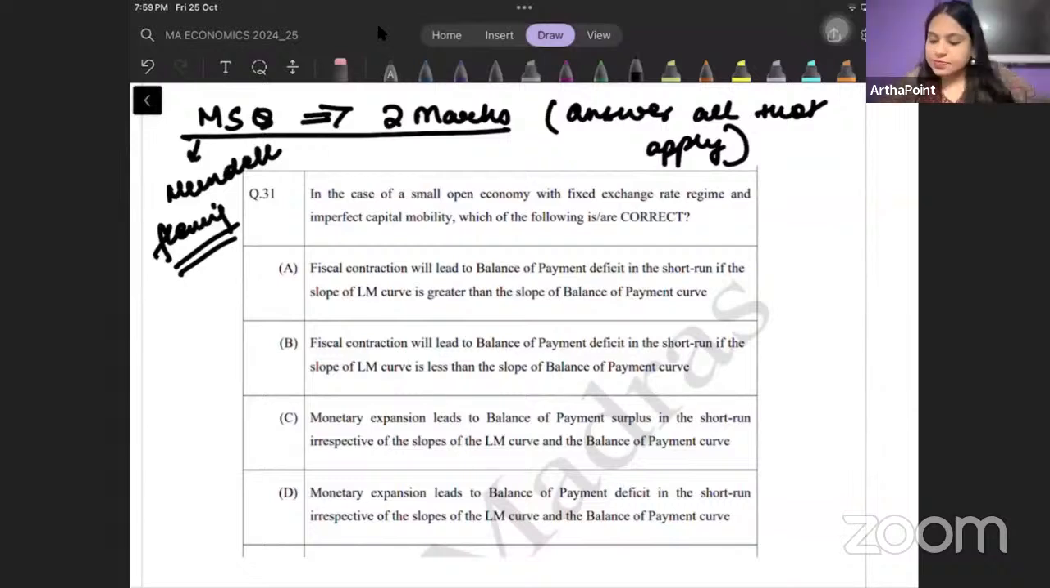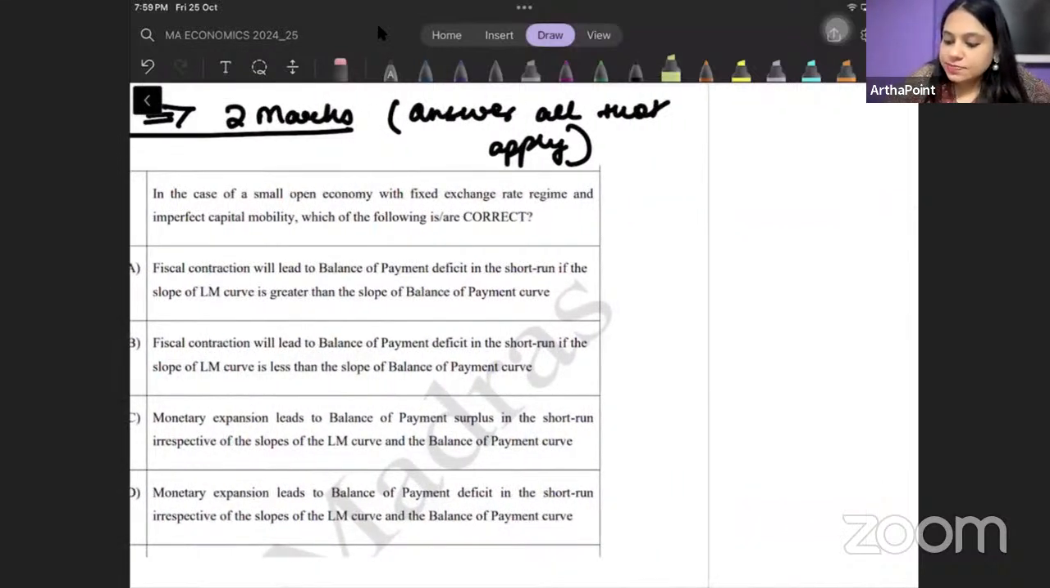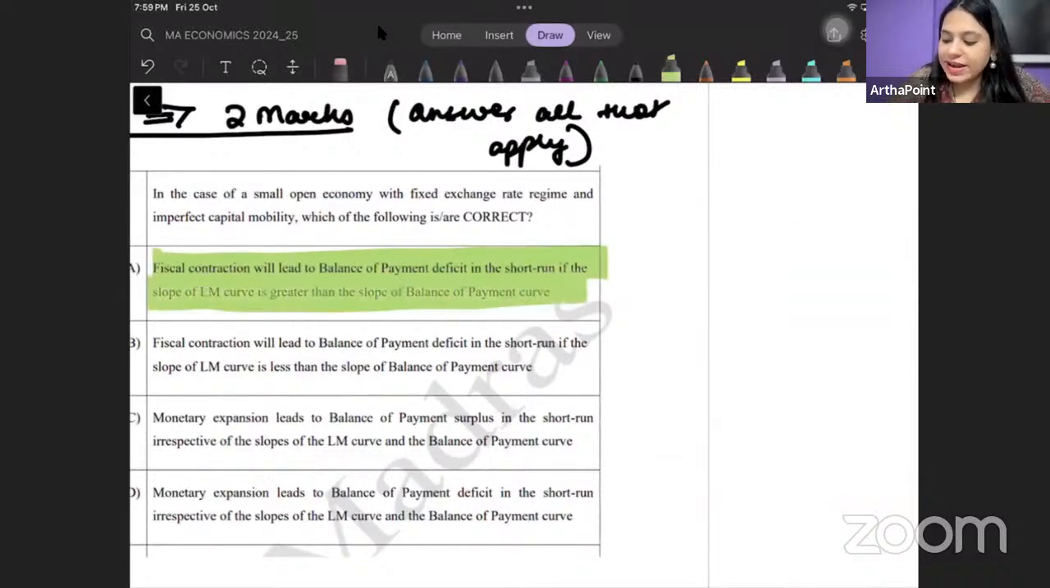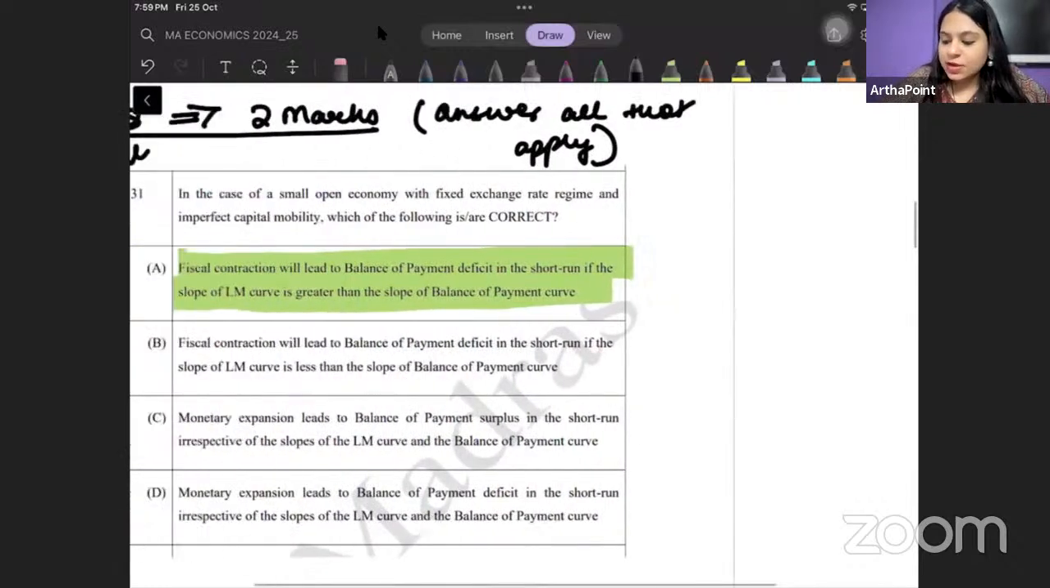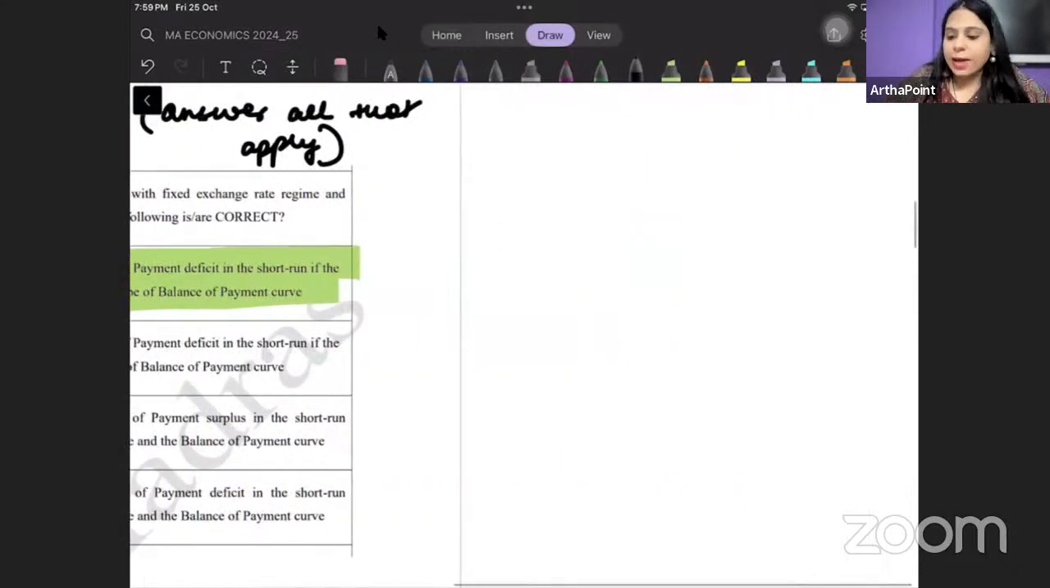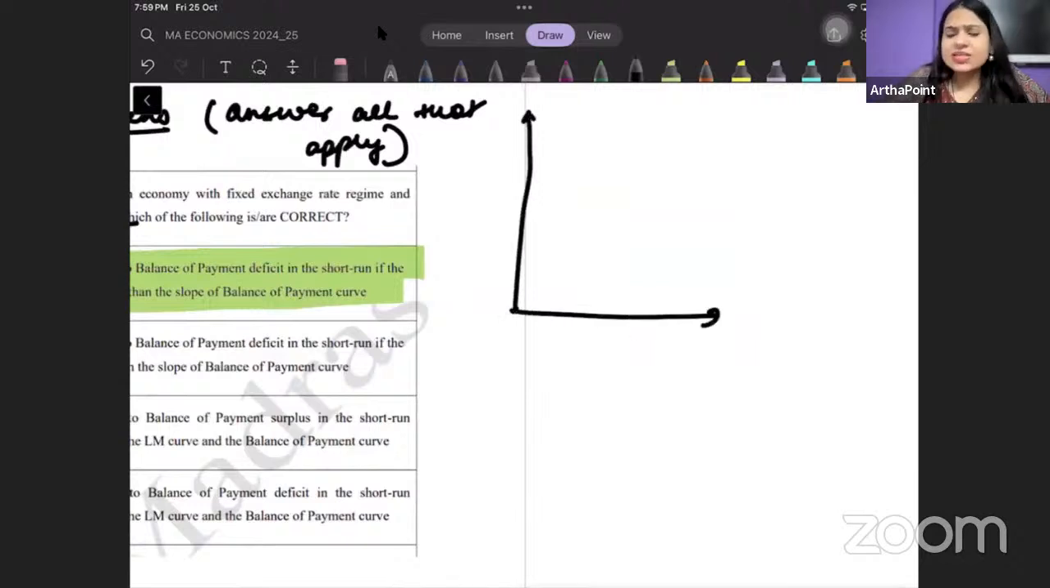Okay, let's see. Fiscal contraction will lead to balance of payment deficit in the short run if slope of LM curve is greater than slope of BP curve. सब कुछ बाद में, पहले मुझे बताओ what happened with the BP curve. First of all, it is talking about imperfect capital mobility. It means that I am taking an upward sloping BP curve. Can you tell me quickly what were the points above the BP curve? What were they representing, beta? Points above BP curve? BP greater than 0 or less than 0?